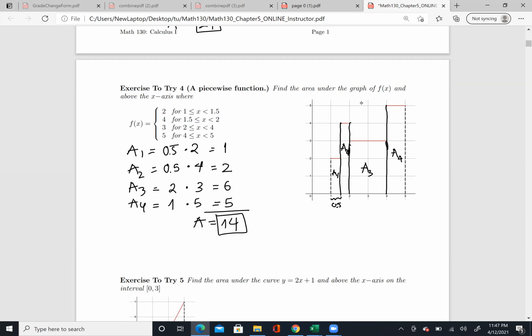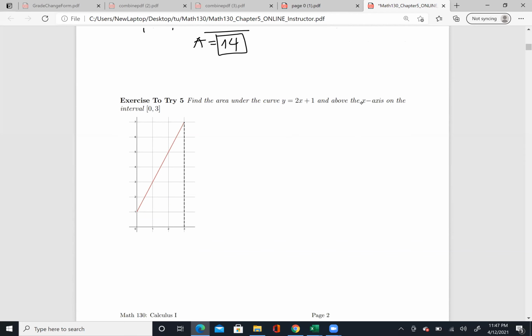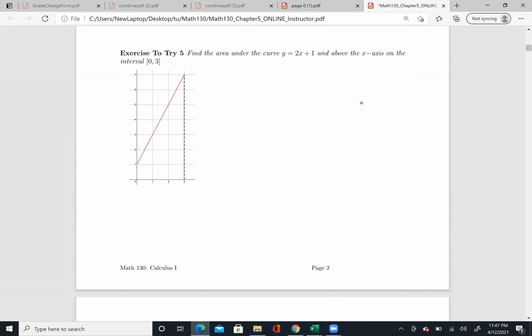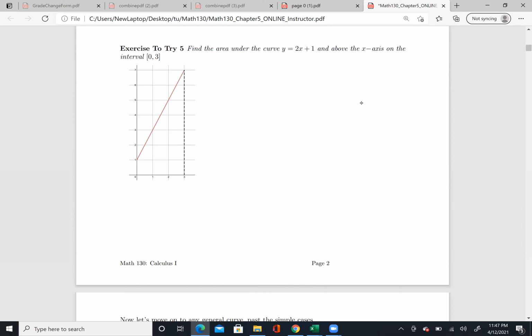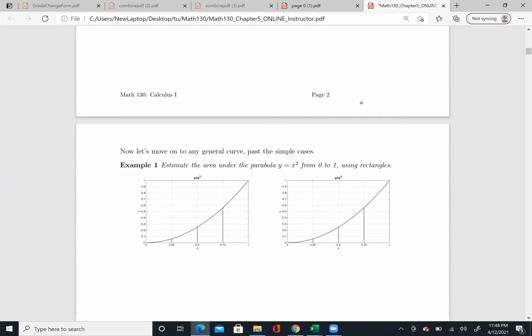A little bit boring for that, right? Let's try to make some. I want to leave this exercise for you guys to do. It is just to find the area under the curve for y equals 2x plus 1. Right? So we can do it.